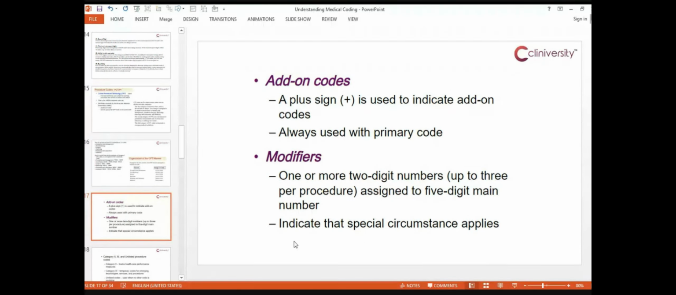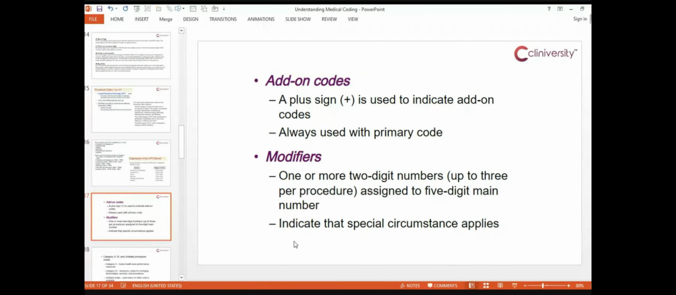Then it is always used for primary coding. I mean, whenever you are assigning two different codes, or sometimes three codes, to cover all the procedures performed for a particular patient at a time, in that case the plus sign needs to be mentioned, and this plus sign will always be there with the primary code, the one which is mentioned first. And then the other one or two codes indicate additional procedures performed or provided to the subject.